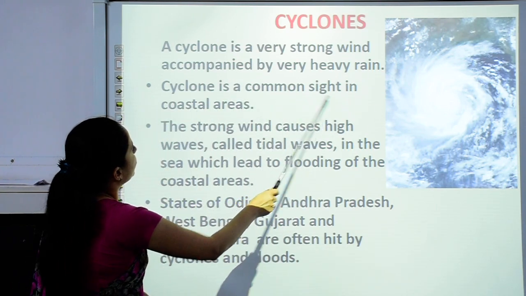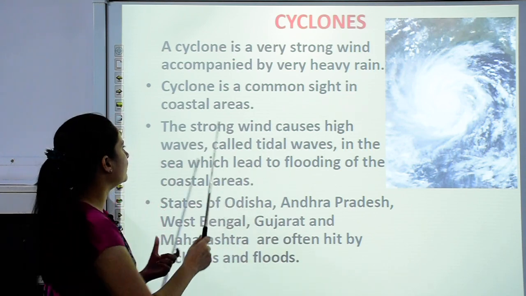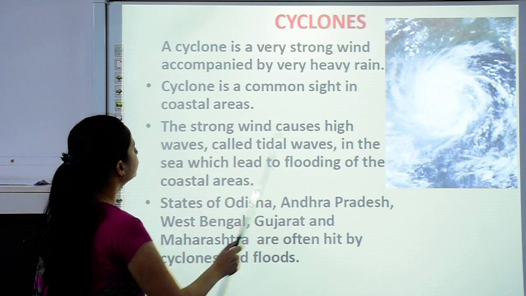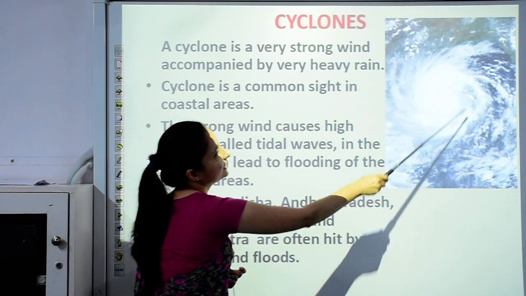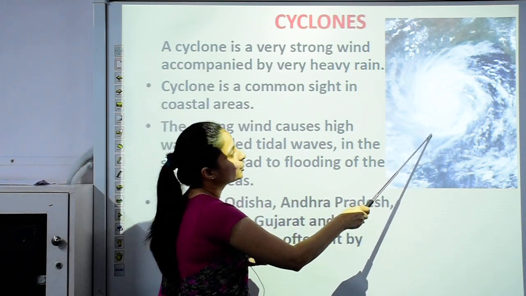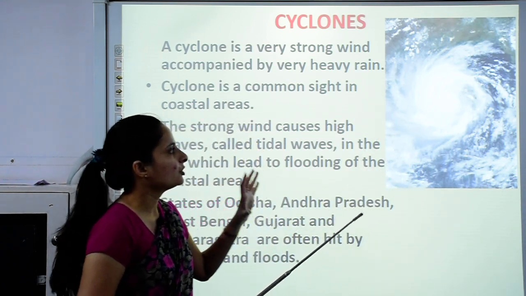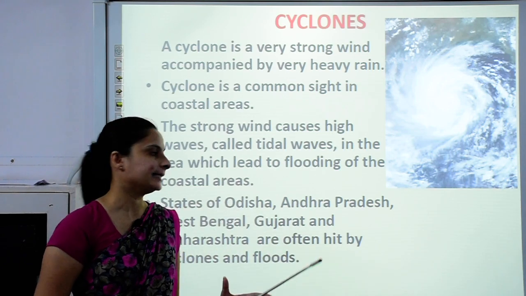Cyclones are a common sight in coastal areas. The strong wind causes high waves called tidal waves in the sea, which leads to flooding of the coastal areas. As you can see in the satellite picture of a cyclone taken from above, the wind pushes all the water towards the shore, and as the water pushes towards the shore, it leads to flooding over the coastal areas.